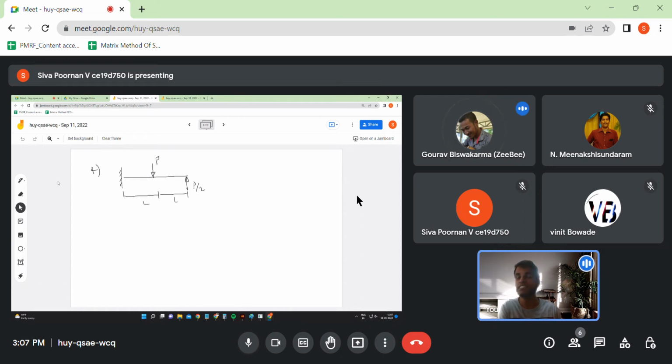Yes. Fixed, and the bending moment is zero is what you're saying, or the slope is zero? Fixed and slope is zero. Slope is zero, okay, that's known. But it's a determinate beam, right? So what is the fixed end moment for this beam?